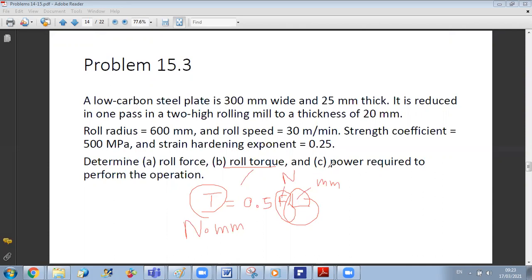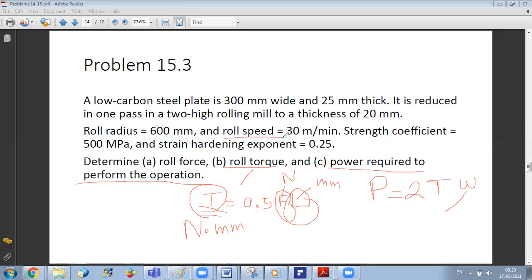Now, finally, we need the power required to perform the operation. When they say power for total operation, it's the total power. It's the power needed for two rolls. And we know that the power is given by torque. So here, since this is the torque per roll, it's 2T times omega. And what is omega? I get it from the number of revolutions. So here they gave us the number of revolutions, or they gave us the roll speed.